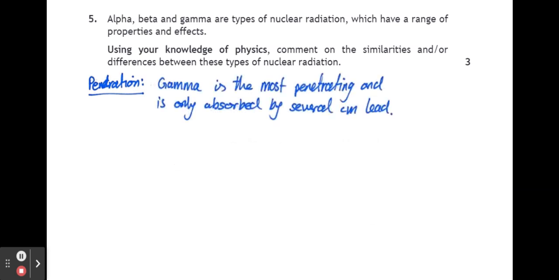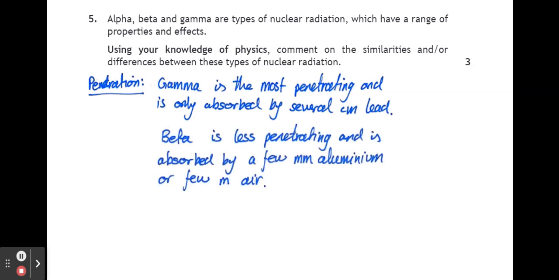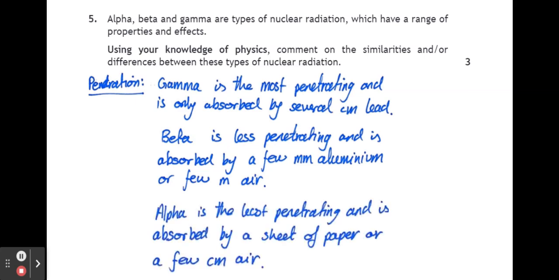So gamma is the most penetrating and only absorbed by several centimeters of lead. Beta is less penetrating and is absorbed by a few millimeters of aluminium or a few meters of air. And alpha is the least penetrating and is absorbed by a sheet of paper or a few centimeters of air.